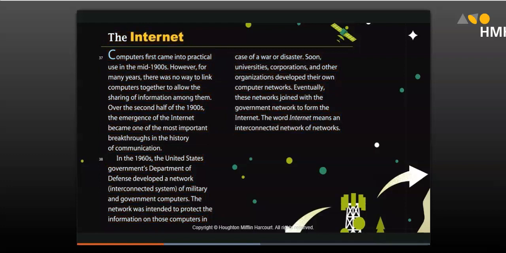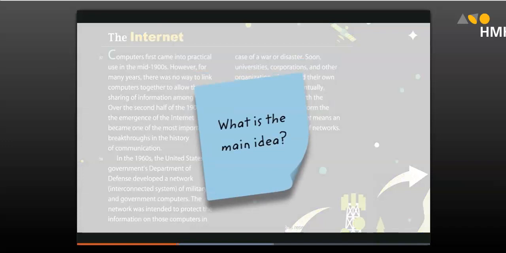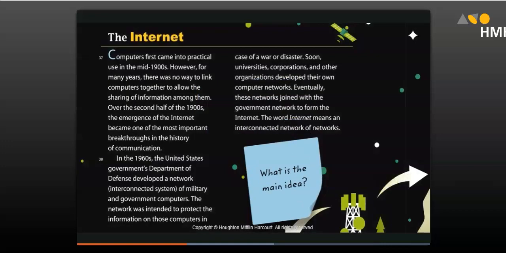Great reading. So, what do you think this section is about? It's about computers. Like the history of computers. Good. What do you think is the main idea of the first paragraph? I think it's that the start of the Internet was a really important breakthrough. Because it says, the emergence of the Internet became one of the most important breakthroughs in the history of communication. That's it. Now, let's think about how the author organizes this information.